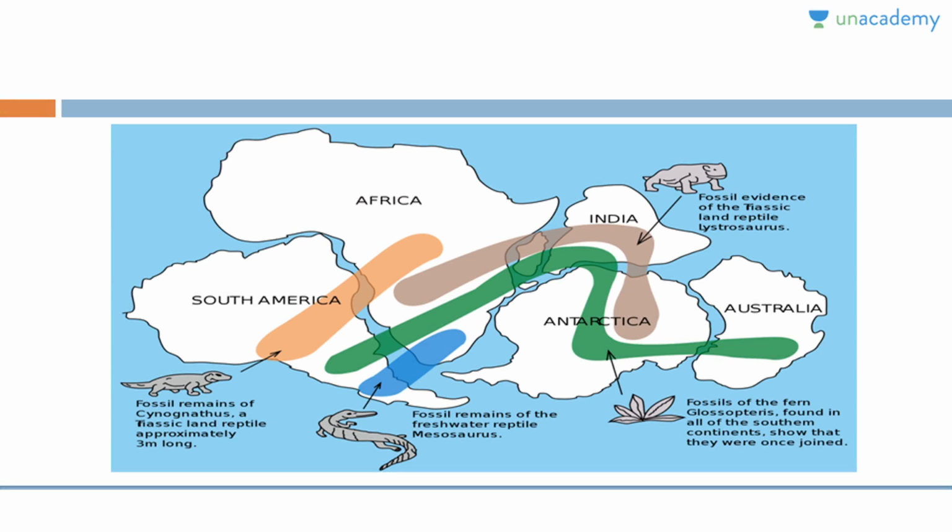This figure shows the evidences of fossils found on various continents. For instance, the fossil remains of Cynognathus, a Triassic land reptile which was approximately 3 meters long, were found in South America as well as in Africa. The fossil evidences of the Triassic land reptile Lystrosaurus were found in India, in Africa and Antarctica. The fossils of the fern Glossopteris, which was discussed in the previous slide, were found in all of the southern continents and show that they were once joined. Apart from this, the fossil remains of the freshwater reptile Mesosaurus were also found in South America and Africa.